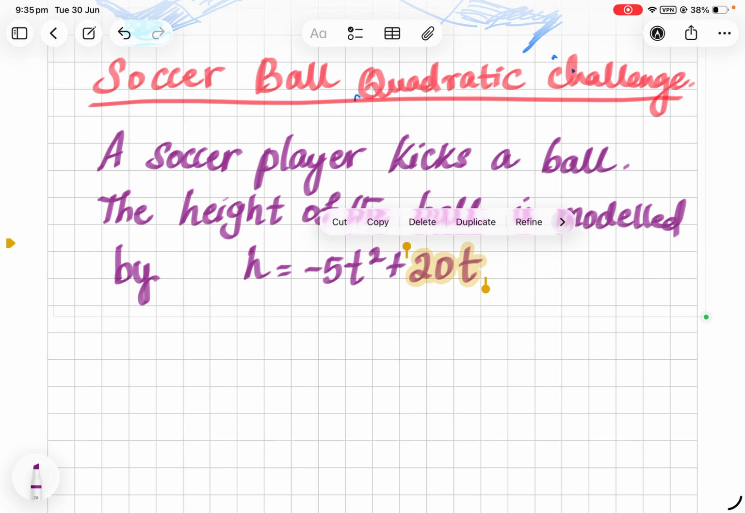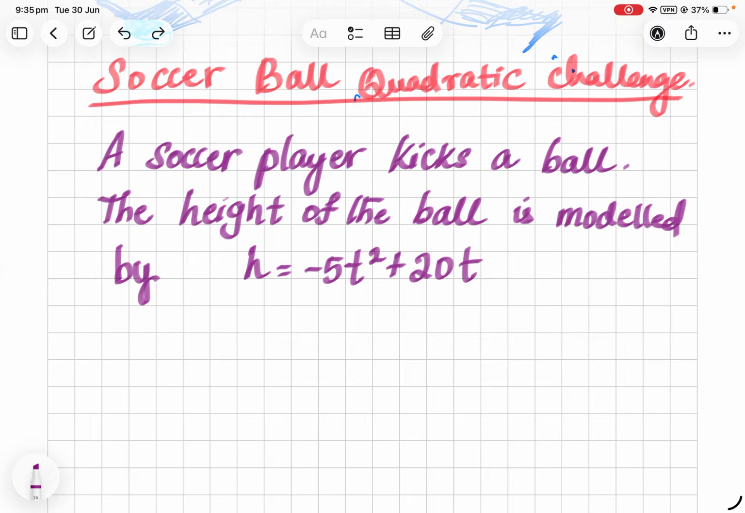Now, so I can insert a graph of this one. I have no idea why that didn't happen. Anyway, let's try one more time. So the height is equal to, or in other words, I think it needs y equals.